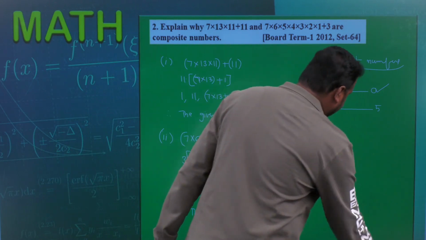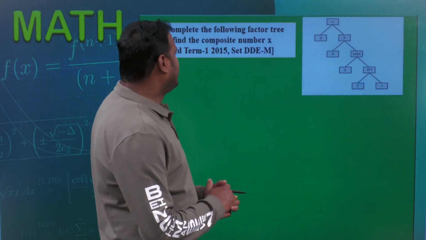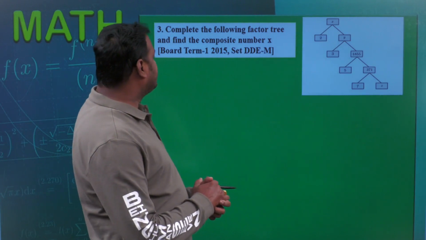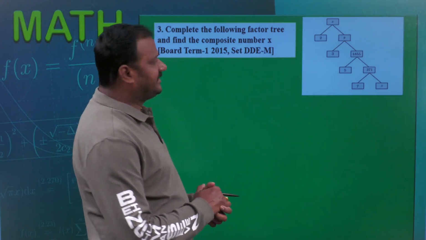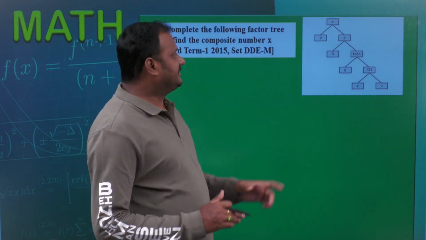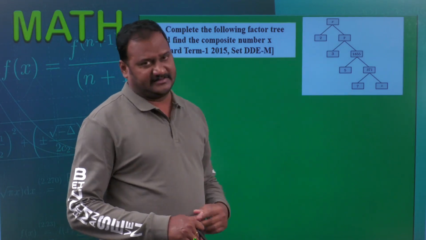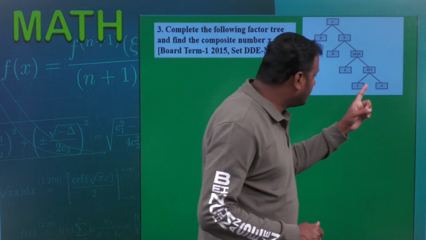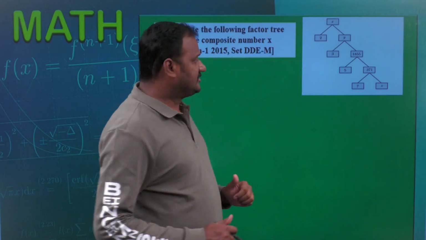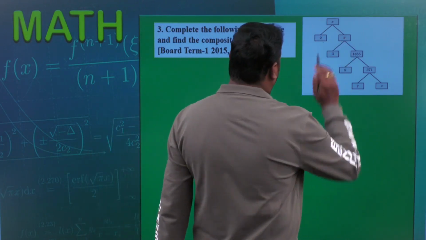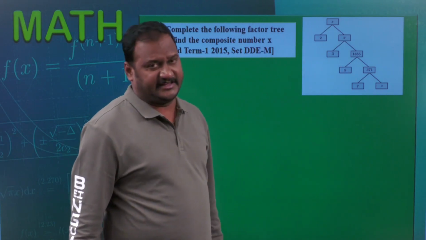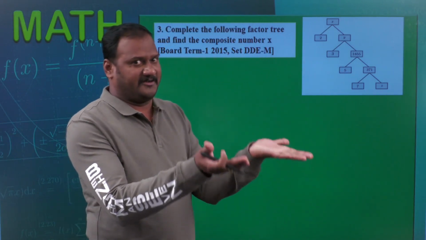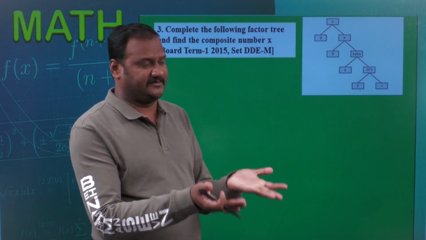Moving on to the next problem. Here the next problem is, complete the following factor tree and find the composite number x. See here, the factor tree was already given. So you will have to find out the value of x as well as the value of y. So x is over here and y is over here. According to the factor tree, you will have to start from the bottom. Hope you understand. Start from the bottom.